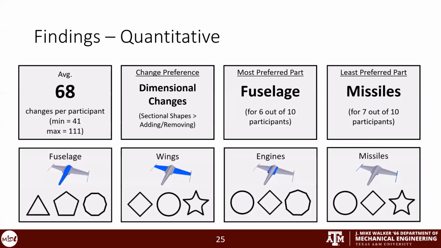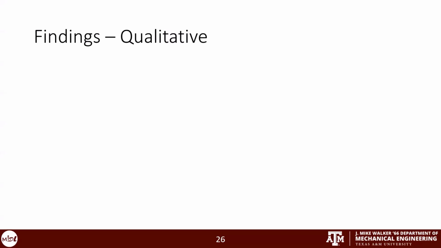Finally, here are the top 3 most preferred shapes for each part of the spaceship. While quantitative results gave us an overview of the general trend of the modifications, we were more interested in why participants made these changes. Which brings us to the qualitative findings.